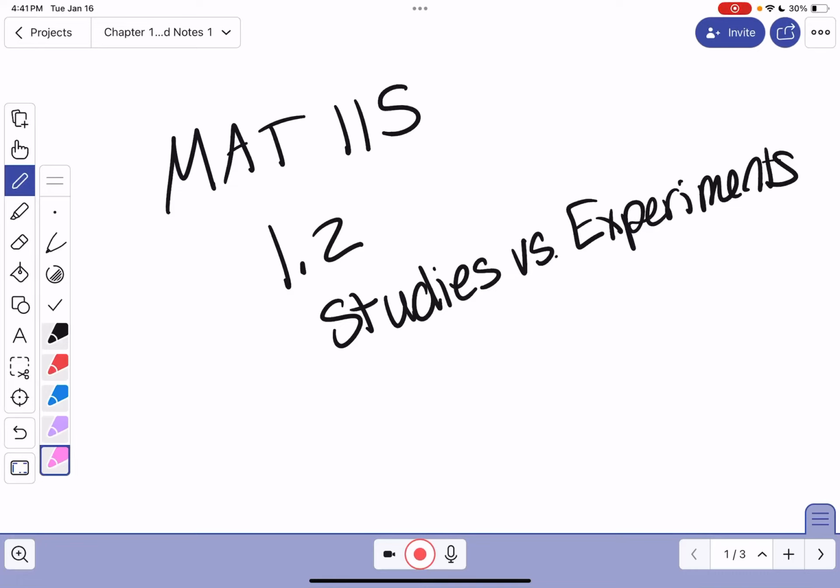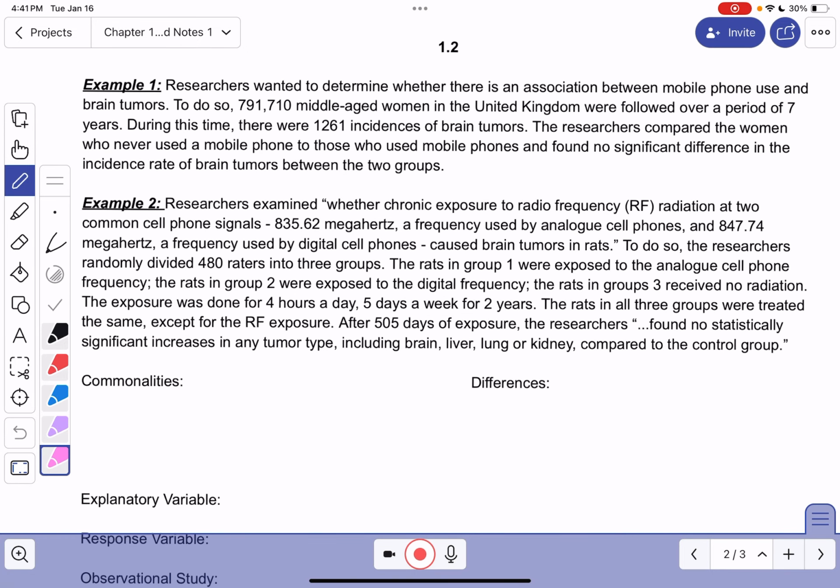This video is going to cover section 1.2 in Math 115, observational studies versus designed experiments. So start by reading these two, example 1 and example 2. Pause the video, read through them, and then we'll think. All right, so when you're ready, what are some things that are the same in these two study experiment things?